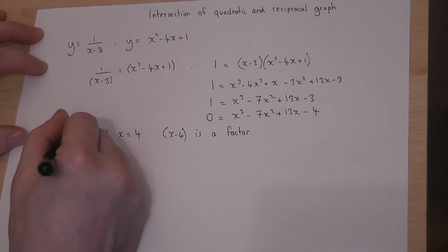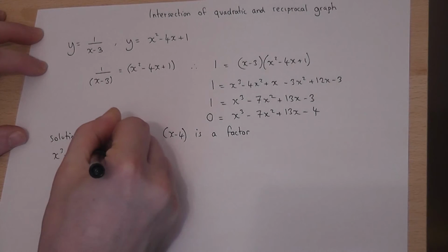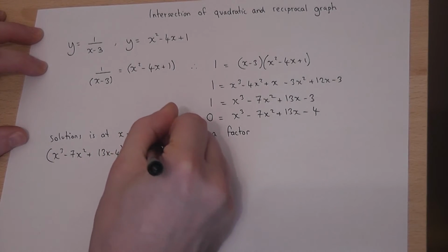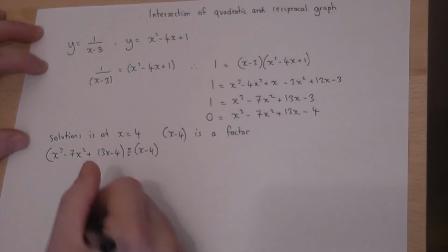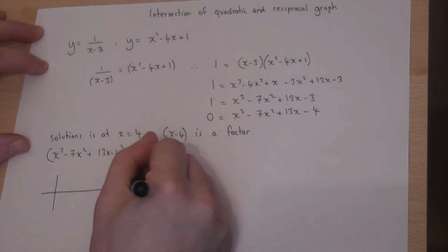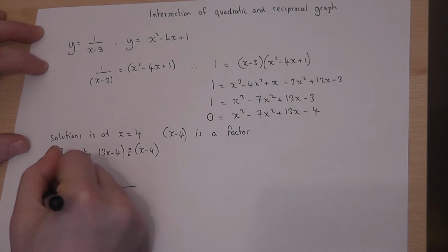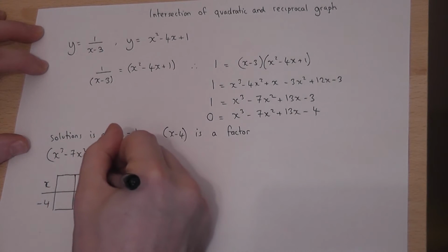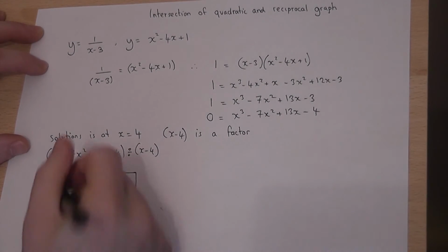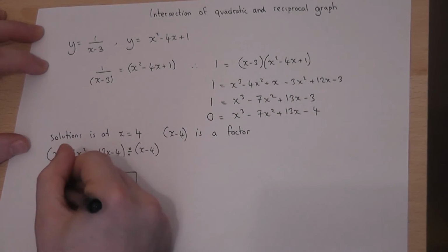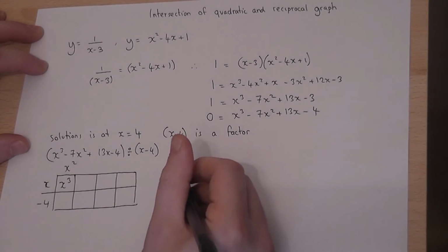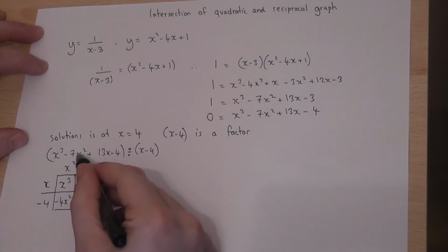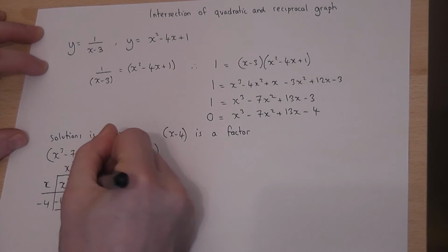So I want to work out what x cubed minus 7x squared plus 13x minus 4 divided by my factor is. Now for this I use a grid method. So I put my factor of x and minus 4 down the left hand side, and then work through as follows. Okay, I want an x cubed. So therefore x times what is x cubed? Well, x times x squared. And minus 4 times x squared is minus 4x squared. But I want a minus 7x squared, so I need another minus 3x squared up there.